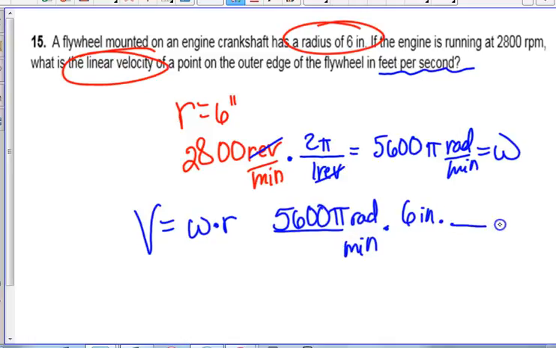Okay, what are the two conversions we need to make it feet and seconds? Inches down, feet up. Do you know that conversion? 12 inches is 1 foot, so we're going to divide by 12. What else? We need it to be seconds. 1 minute is 60 seconds, so we're going to divide by 60.